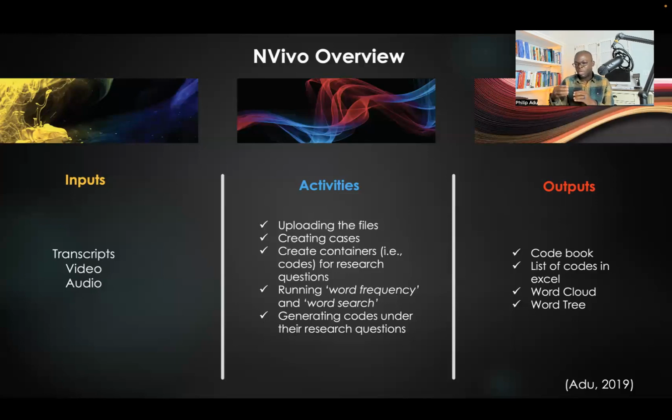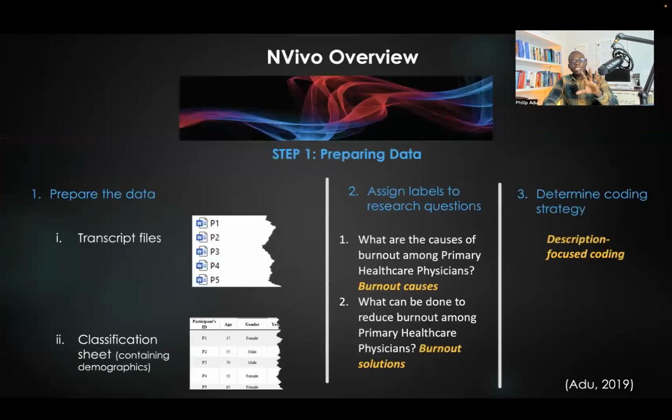And in terms of the output, you can create a codebook, you can create a list of codes in Excel format. You can also create a word cloud and word tree, and you can create many things there. I'll be showing all the things that you can do with the NVivo Mac version. Let me just give you an overview about the process so that you really get a big picture before we use the software. The next video will be how to use the software. So let me just give you brief information.